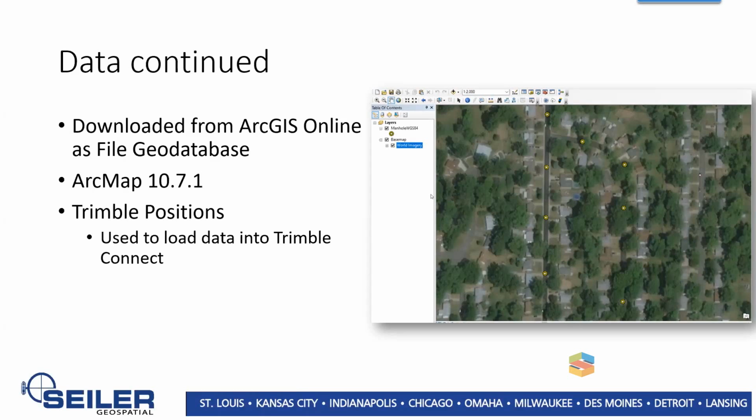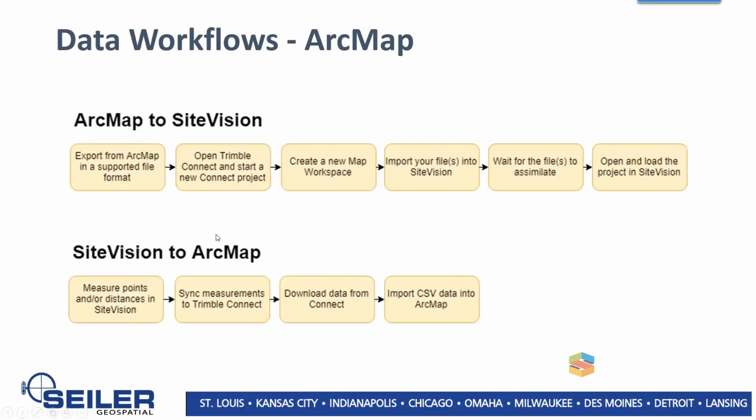That is what I did here. So this is the data that I took by my house, so that way you can see that information. This is a little bit about the workflow of how you can go through ArcMap, take that data of any supported file format, create a new map workspace inside of Connect, load the data, and wait for it to assimilate itself.